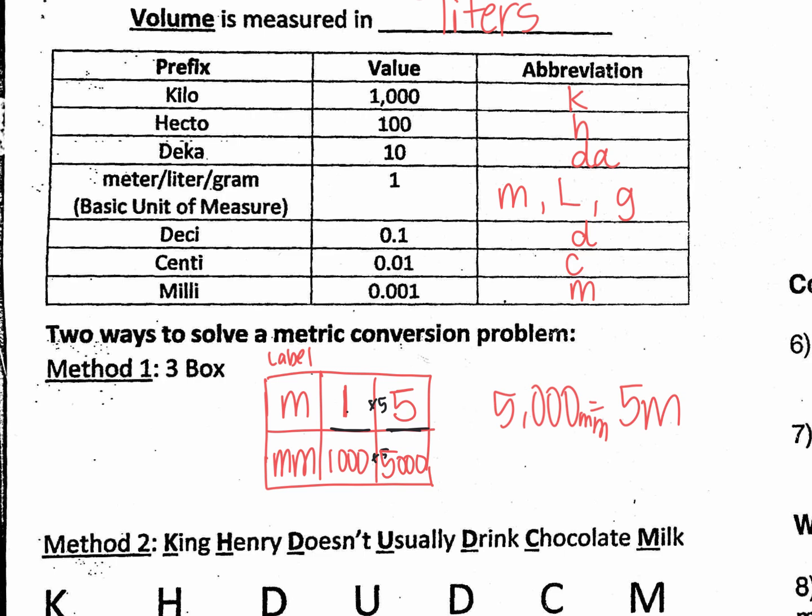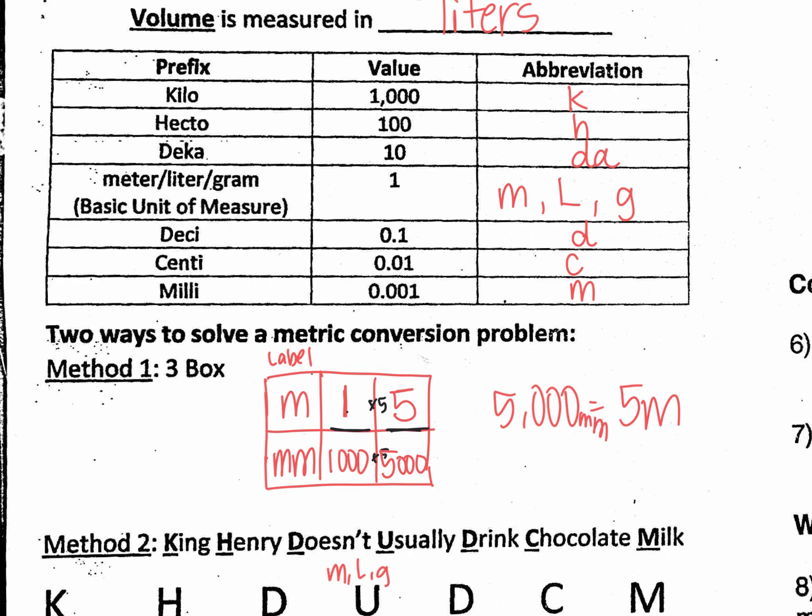Okay. There's another way to do this as well, and this is probably the most common way that kids choose to solve it, because it's what we've been doing with that base 10 system, like I was saying earlier. There's a saying that I've always taught my students: King Henry doesn't usually drink chocolate milk. It helps you to remember the beginning of each of the prefixes. It goes in order greatest to smallest with my unit of measure in the middle. So the U stands for my meter, my liter, and my gram. The rest of these are my prefixes that go along with these. So this is how this will work.